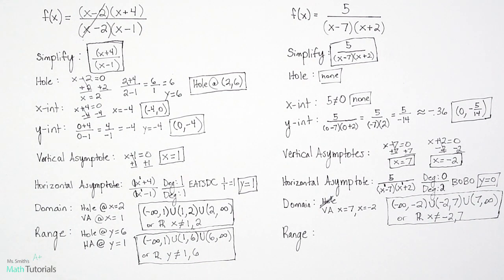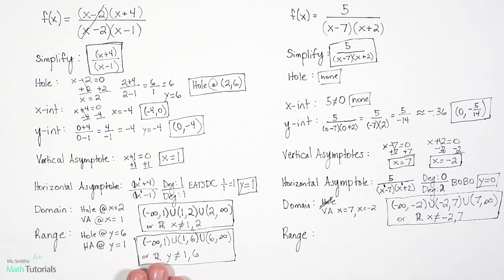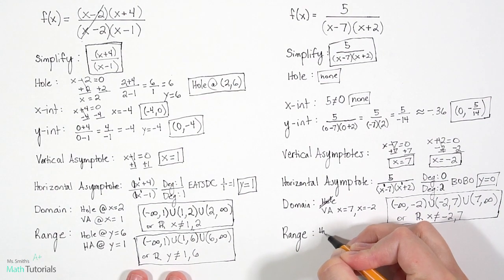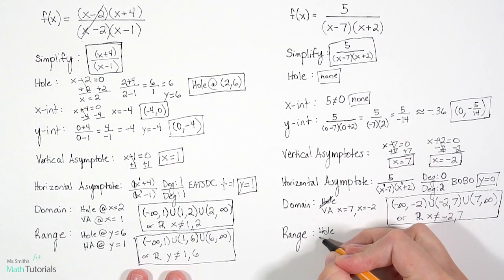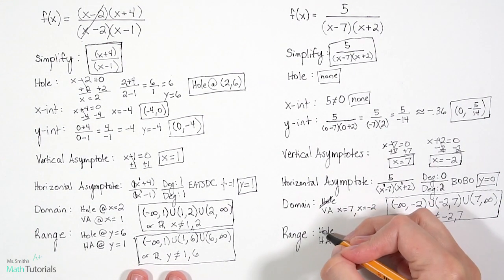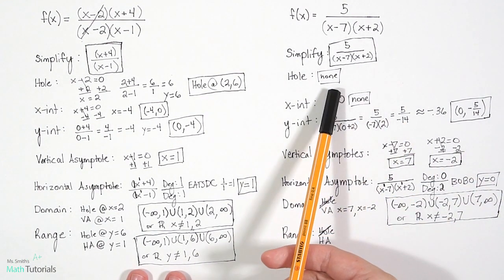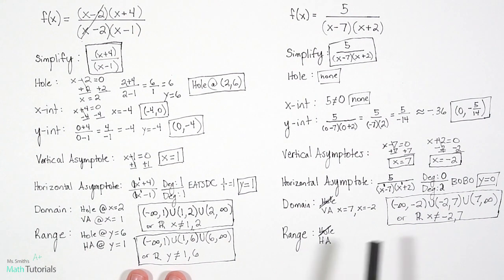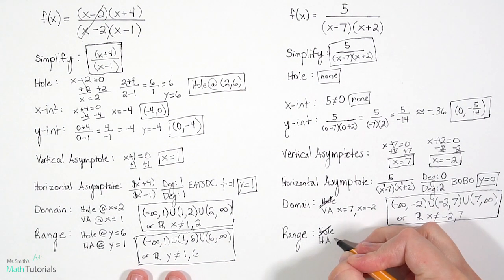When we go to find the range, remember it's all real numbers, but y cannot be any holes, and y cannot include the horizontal asymptote. So again, no holes here, so we didn't have to worry about that one, but we had a horizontal asymptote at y equals 0.